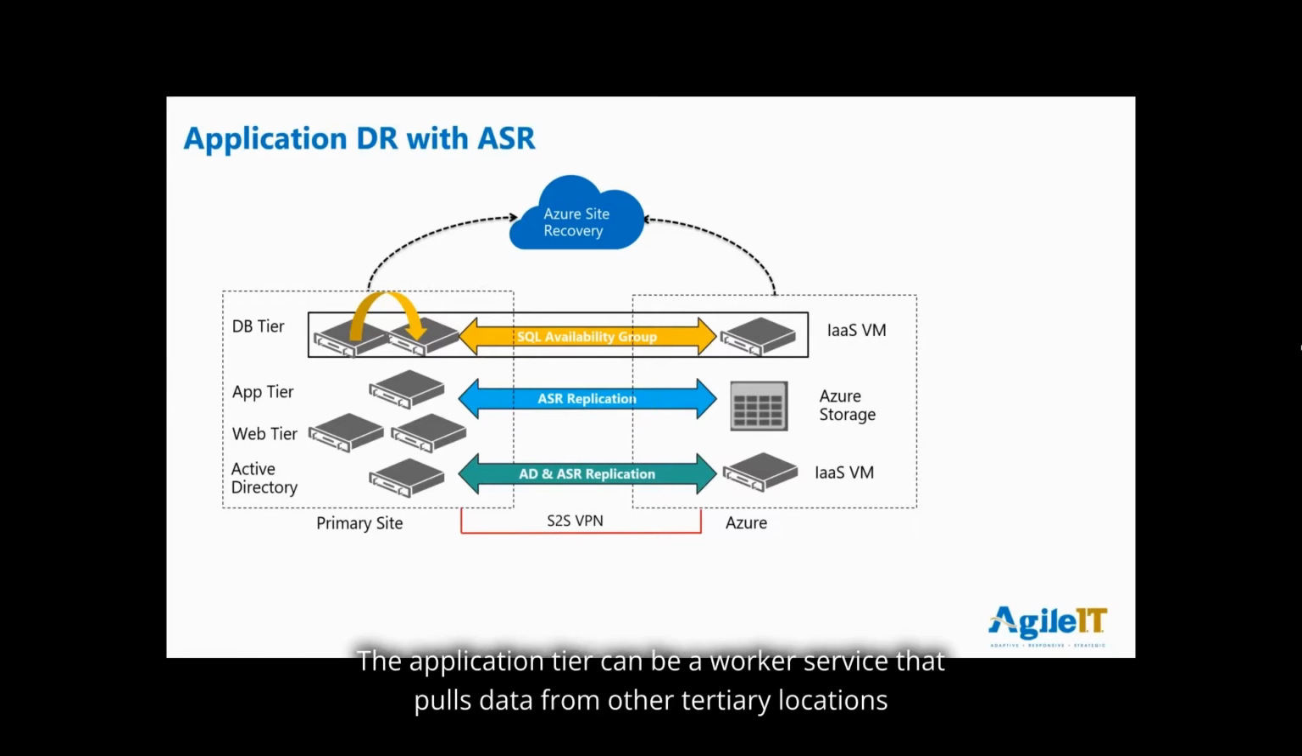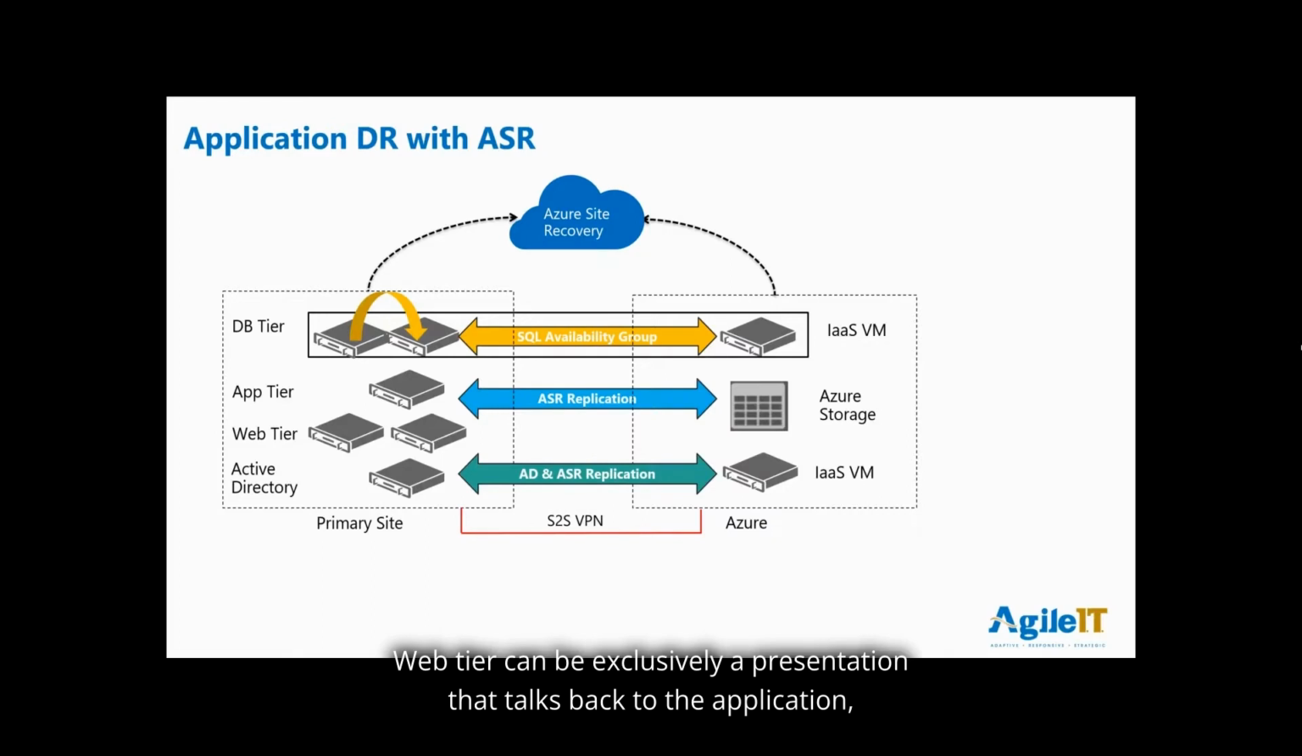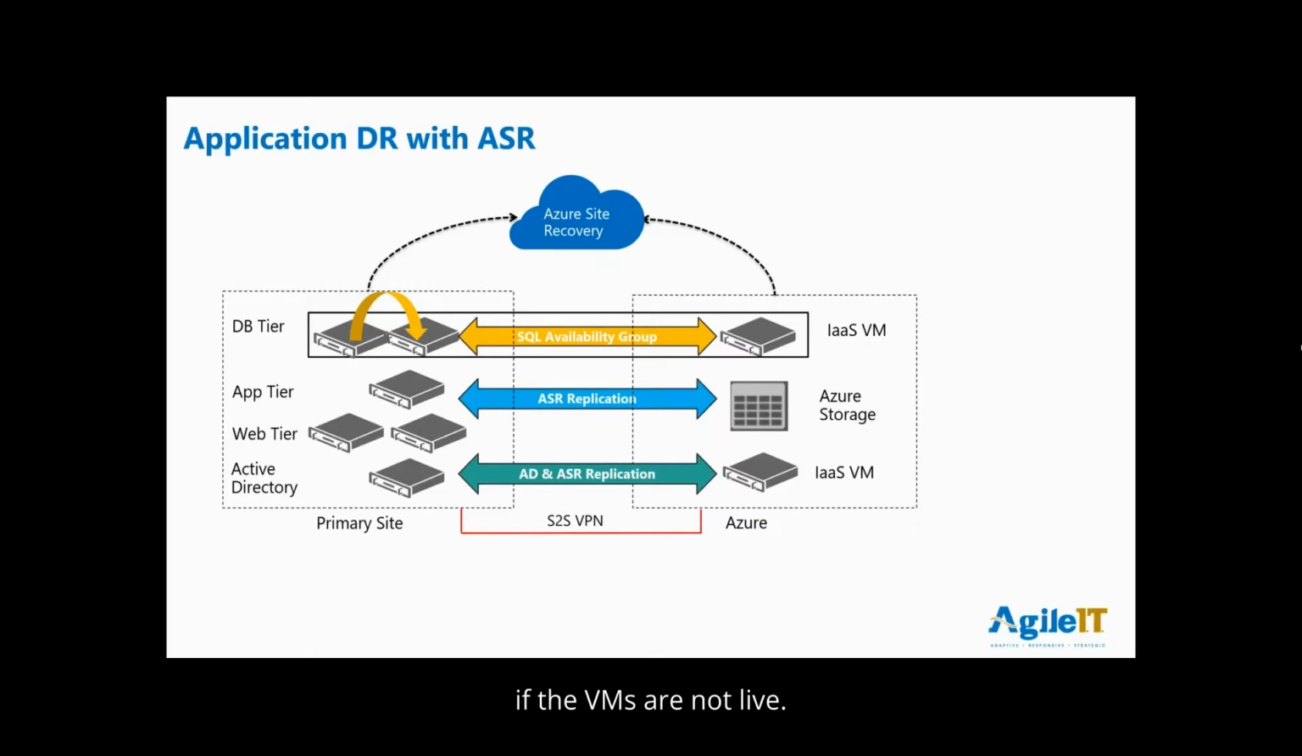The application tier can be a worker service that pulls data from other tertiary locations, as a web service, a JSON call, whatever. The web tier can be exclusively a presentation layer that talks back to the application and retrieves the data, as any traditional app would do. In this replication scenario, you're only consuming resources in Azure for storage if the VMs are not live. So you're not using any compute resources. This is where the cost benefit comes in.